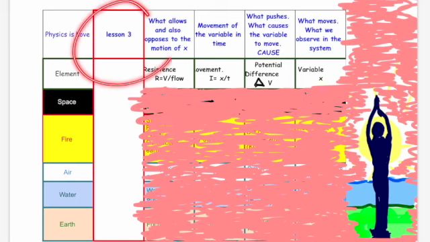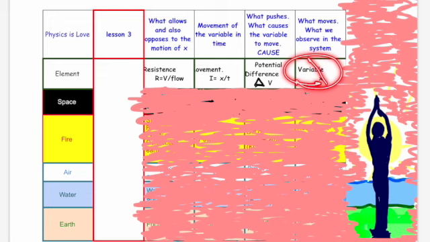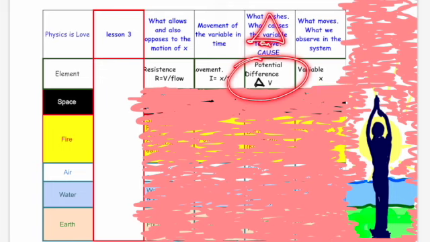Okay, lesson 3. We're looking at cause and effect. We said something moves. We called something moves the variable x, and something pushes. We call that which causes the variable to move the difference of potential or potential difference. And then we defined 2 more concepts, movement and resistance. This is what this lesson is all about.